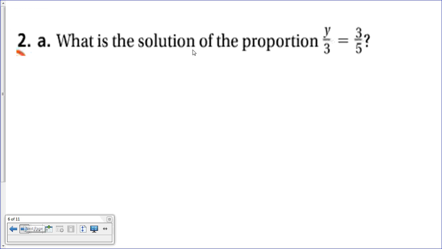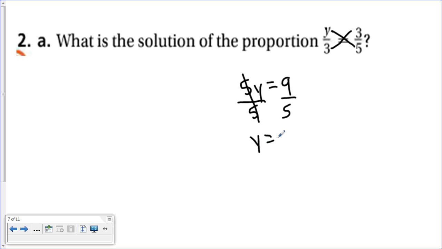Try another one. Cross multiply. y times 5 is 5y. 3 times 3 is 9. Divide by 5. The 5's cancel. You have y equals 9/5.